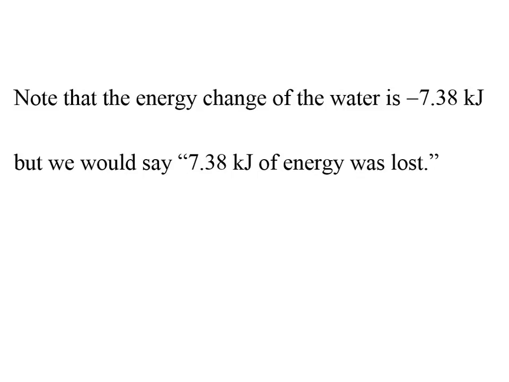So a little bit about semantics. We would say Q is equal to negative 7.38 kilojoules. The change in thermal energy is negative 7.38 kilojoules. Or we could imply the sign of negative in a text, in context. We could say that 7.38 kilojoules of energy was lost or released. So we could do either one of those, but you probably wouldn't mix and match the two. You probably would not insert a negative sign and say negative 7.38 kilojoules of energy was lost, if you want to look like you really know what you're talking about.